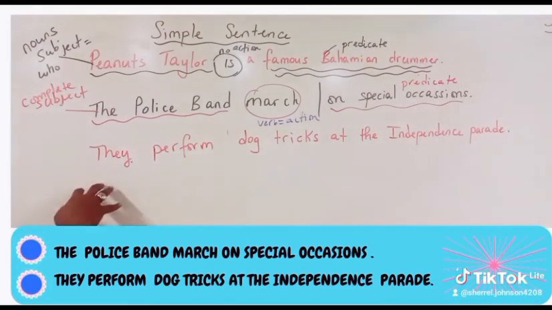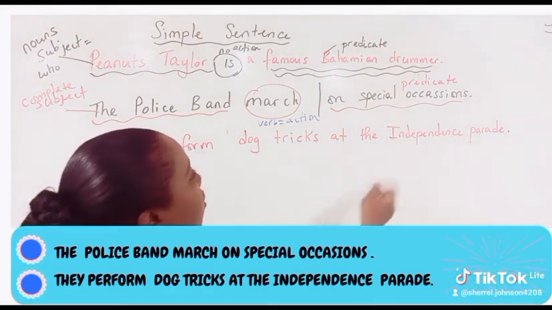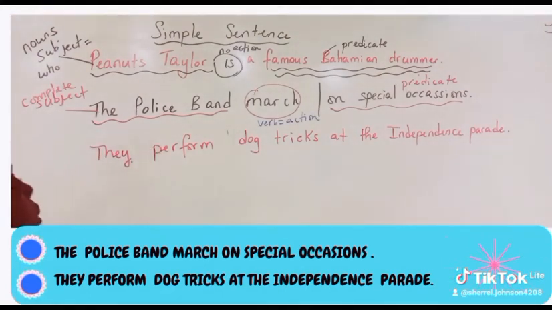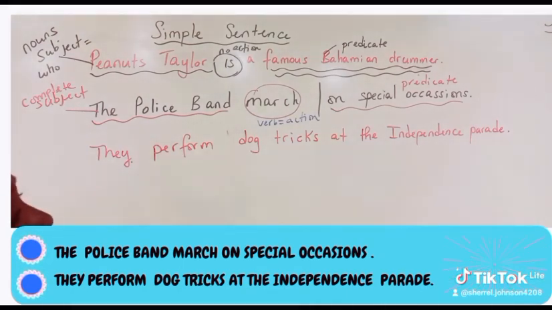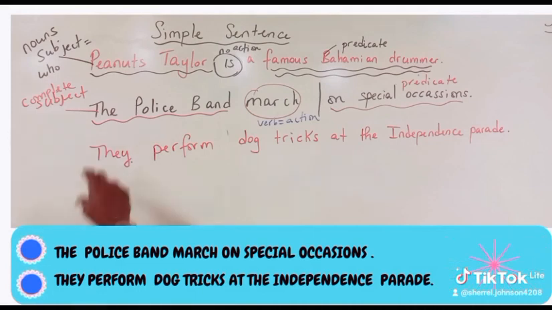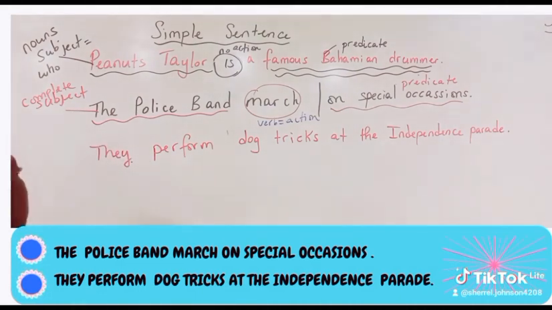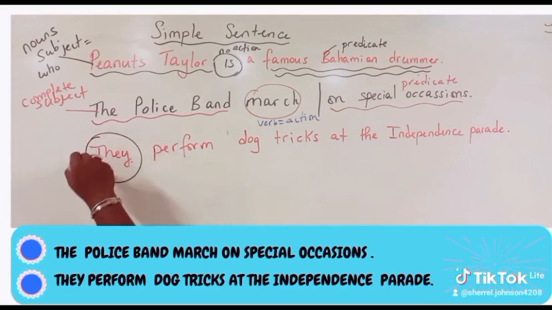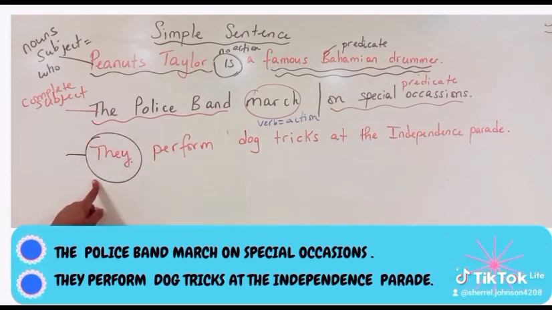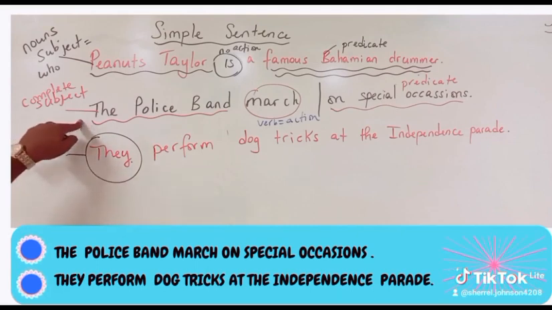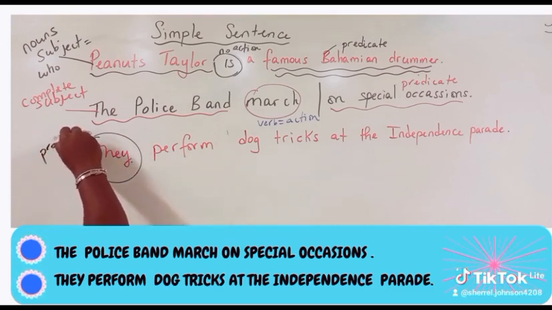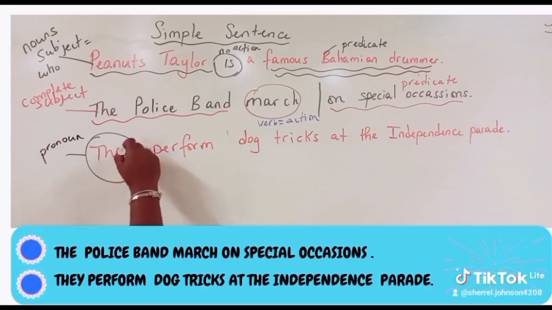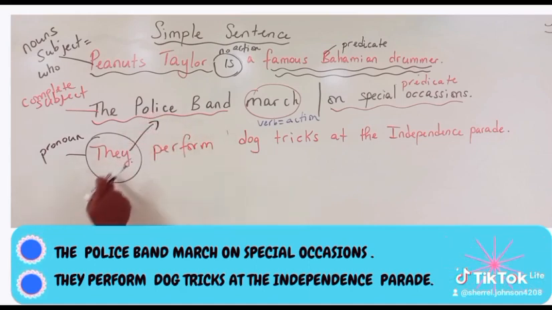We're going to look at another example of how to write a simple sentence. Once again, we ask the question, who does dog tricks at the Independence Parade? Our answer is they. So notice we have this sentence beginning differently than how the other sentences began. This sentence begins with a pronoun. This is a substitute for the police band, they.